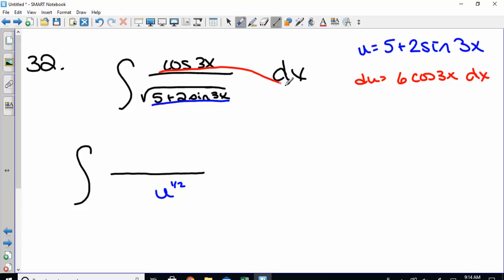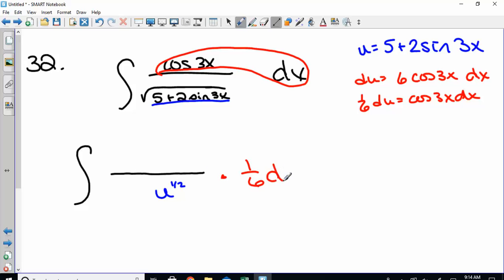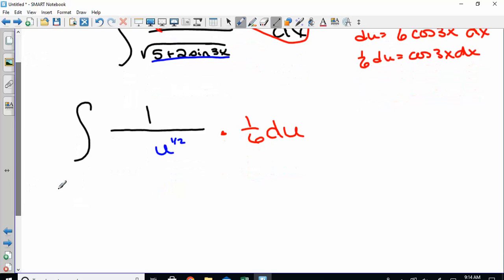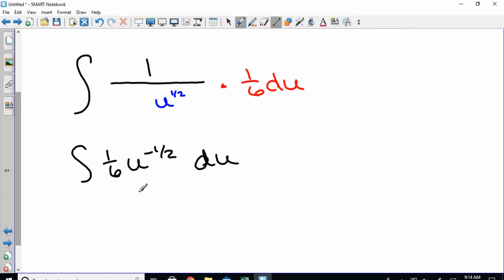We only want the cosine of 3x and the dx part. We don't want that 6, so we divide that over. So that whole part gets replaced with a 1/6 du. So what we really have here is the integral of 1/6 u to the -1/2 du. So then we can do the antiderivative, add 1 to the power, reciprocal in front, so that would be a 2 times 1/6 is 1/3 plus c.